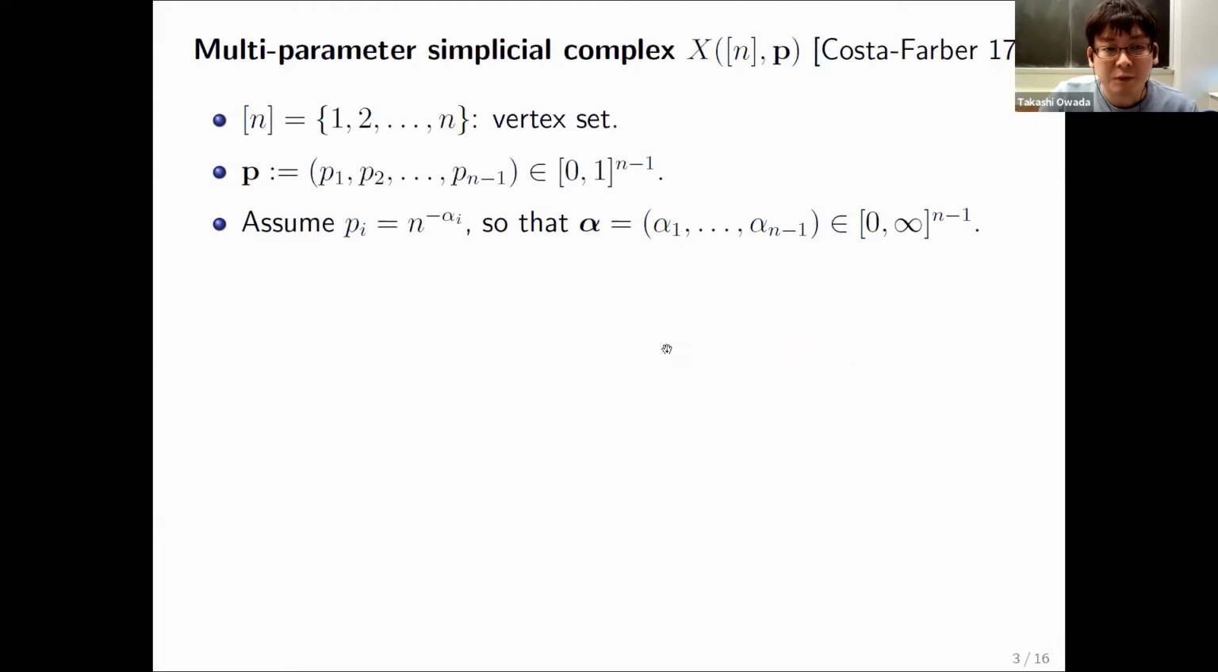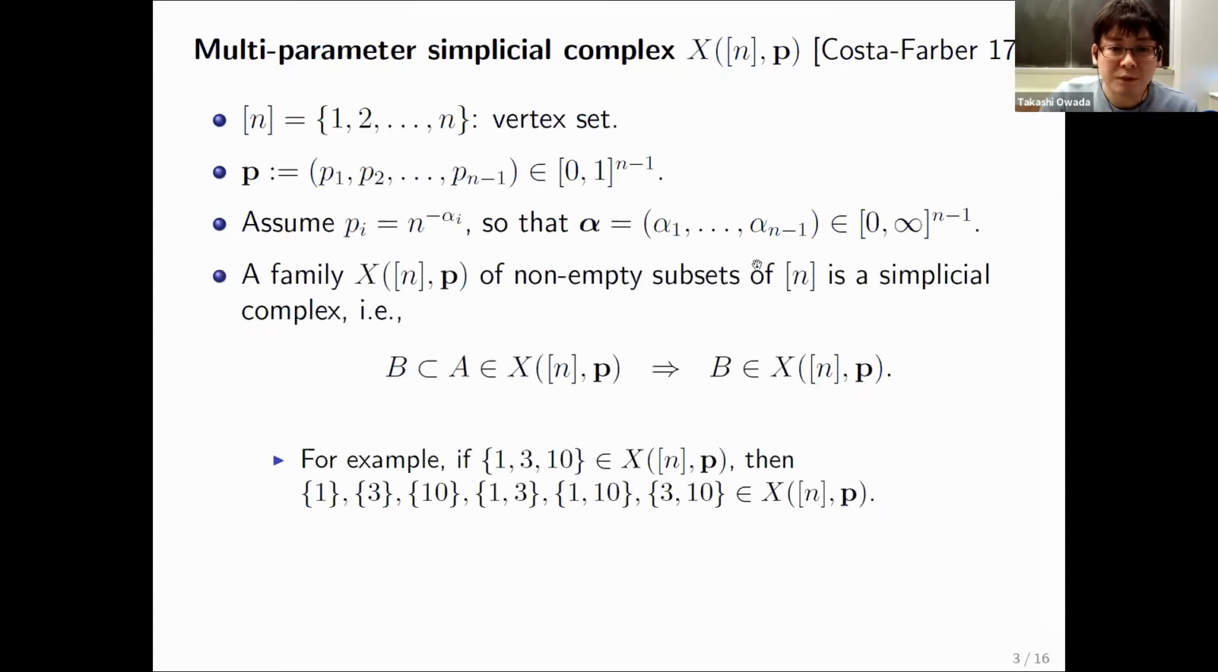Let me be more specific about the model we work with. This is called the multi-parameter simplicial complex, which was first developed by Costa and Farber recently. We are taking the same vertex set n. In addition, we have the vector of probabilities p1 through p_{n-1}. The first component plays the same role as the connectivity probability of the Erdős–Rényi graph. As we have seen in the last slide, we typically take the ith component as a function of n, more specifically p_i equal to n to the minus alpha_i. Now we have the parameter vector alpha_1 through alpha_{n-1}.